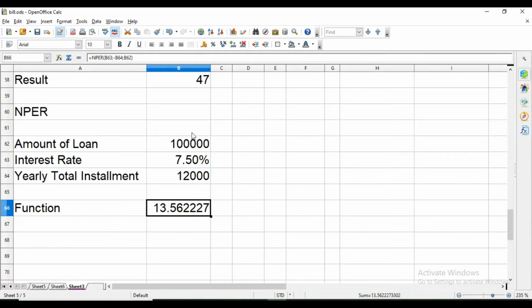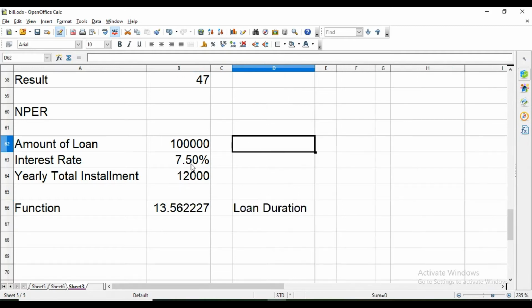So this is the duration in which the loan will get repaid. This is from the loan amount, rate of interest, and the annual installment that the user is going to pay. So this loan will be repaid in 13.56 years, that is almost 13 years and more than 6 months, that is 7 months. So this way NPER works.